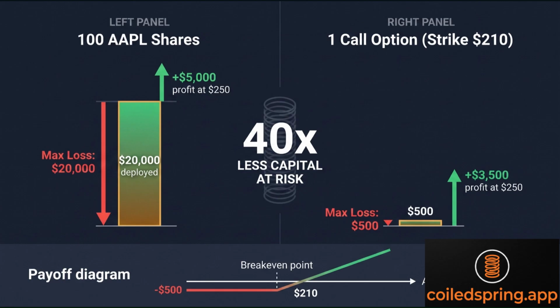It's not about being reckless or speculative. It's about capital efficiency. You deploy less, you risk less, and you keep more of your capital available for other opportunities. This is the foundation of the coiled spring strategy. We don't use options to gamble. We use them because the structure is simply more efficient than owning stock outright.